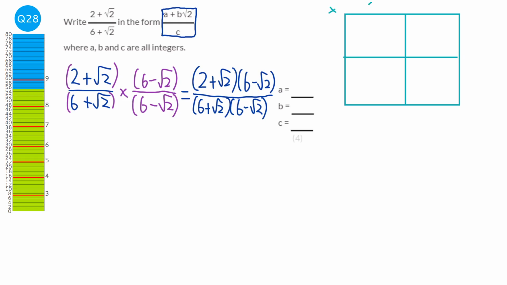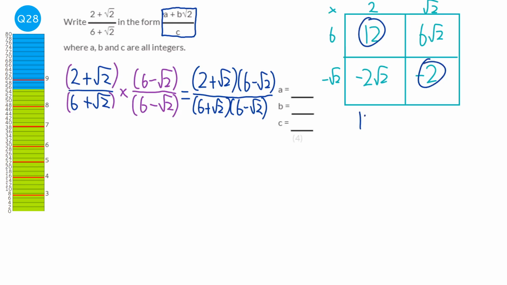And so we've got 2 plus root 2, and we've got 6 minus root 2. So 6 times 2 is going to be 12, and that's going to be 6 root 2, minus 2 root 2, and then that would be minus, and a positive times a negative is a negative, and then root 2 times root 2 is just going to be minus 2. And so when we add these together, we're going to get 10, plus 4 root 2. And I'm going to now do the bottom one.